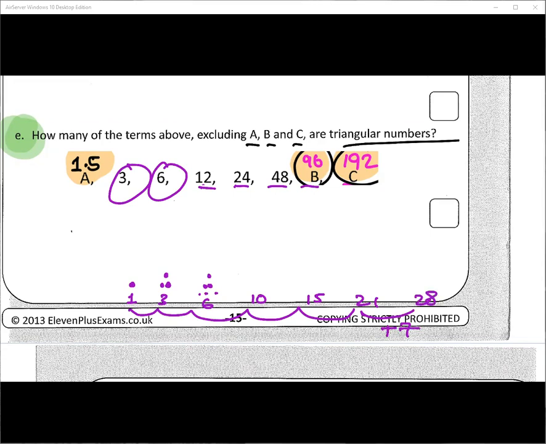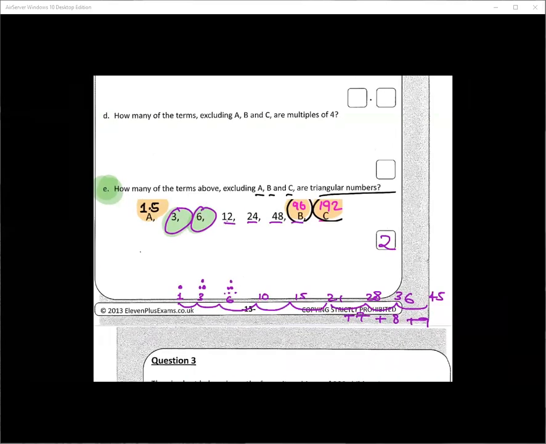That'll give you 28. And then you add 8. That'll give you 36. And then you're going to add another 9. That'll give you 45. So we're not going to get these numbers coming in. So the numbers that come in are the 3 and the 6. So how many of them are triangular numbers? So the answer we must give is 2. Done. Thank you.